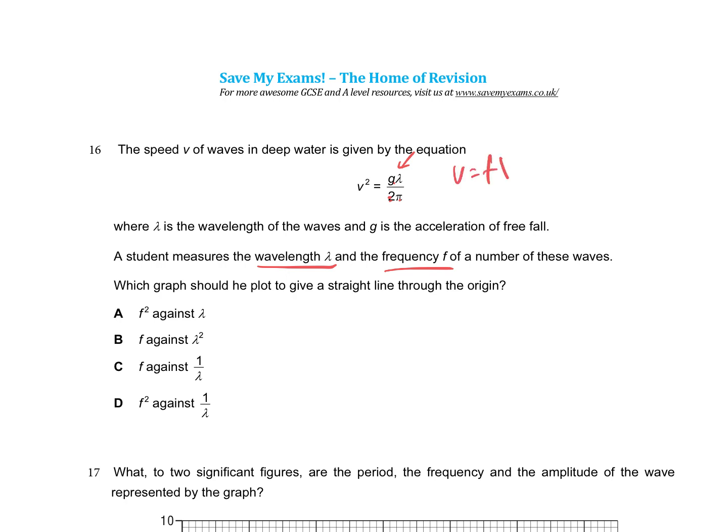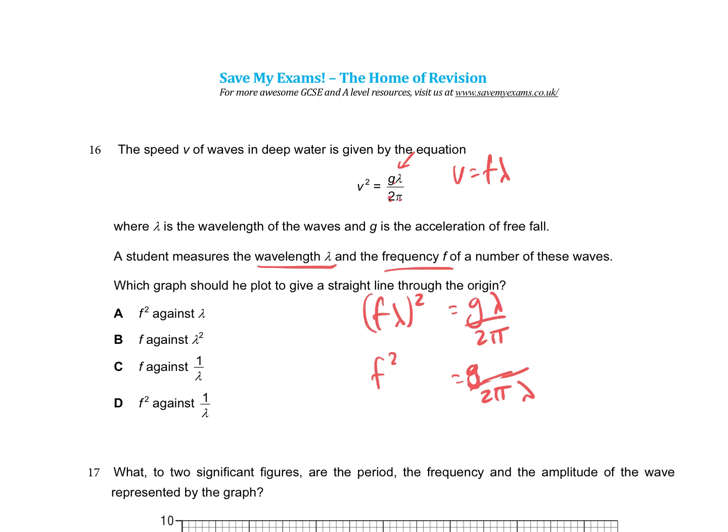So substitute in v equals f lambda into this equation. You get f lambda squared equals g lambda over 2 pi. Expand the brackets, f squared lambda squared equals g lambda over 2 pi. Take the lambda over to the other side, so it'll end up being down the bottom here. And then you'll see that the lambda on the top cancels with the one on the bottom to leave you with g over 2 pi lambda.